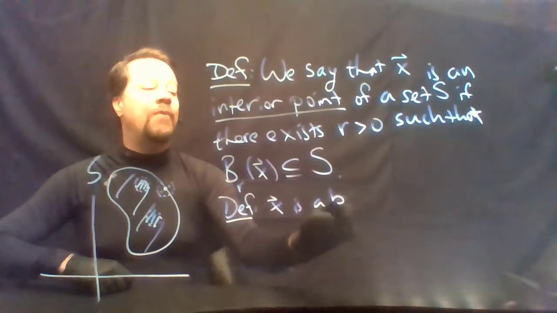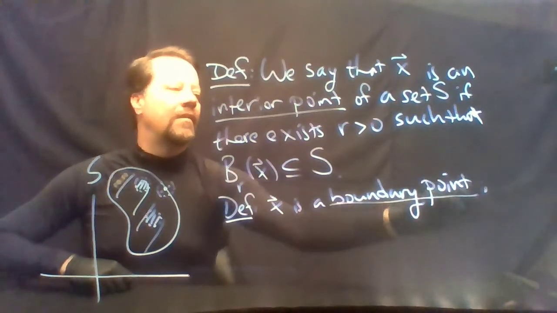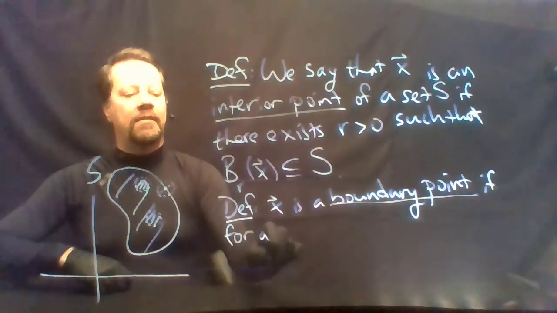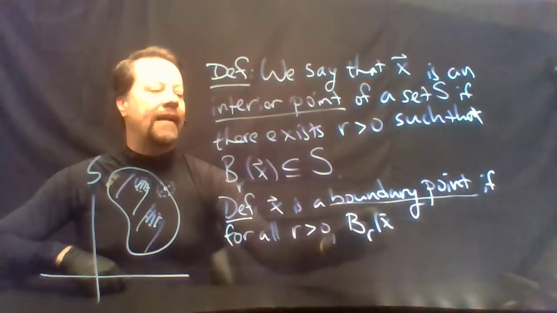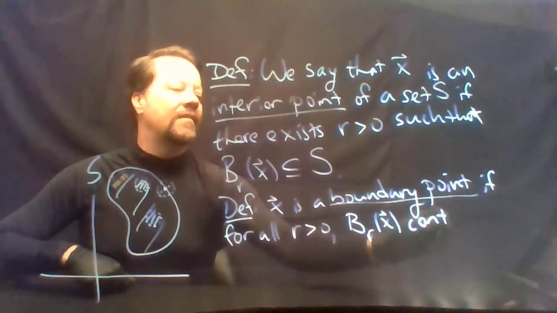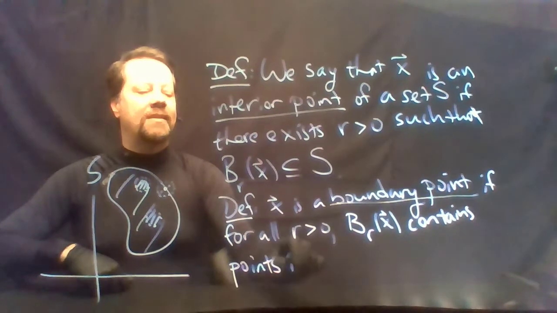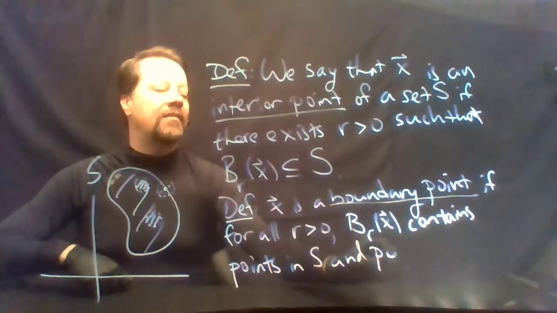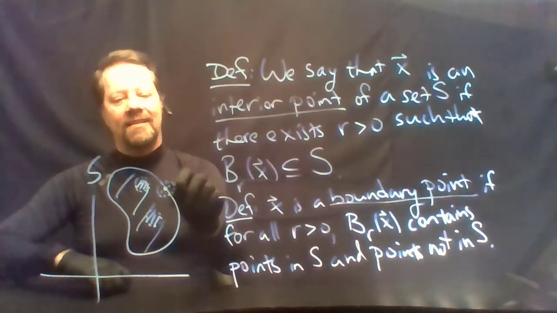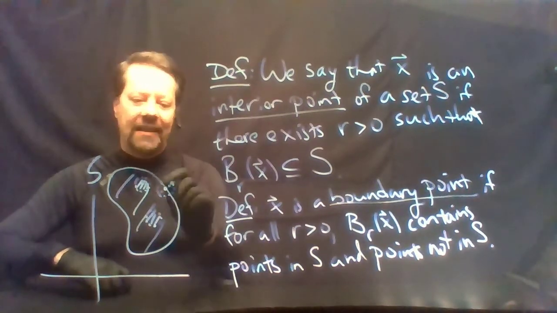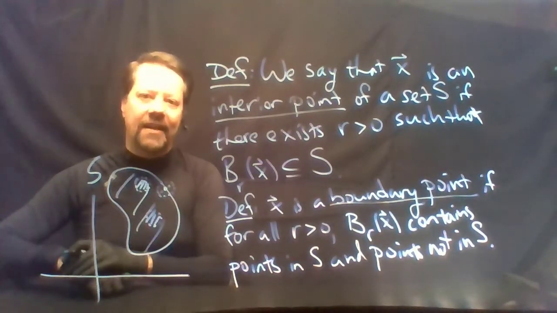x is a boundary point if for all positive radii, the ball of radius r centered at x contains points in S and points not in S. So your boundary points will be such that every open ball, no matter how small the radius, will have points both inside and outside the set S.